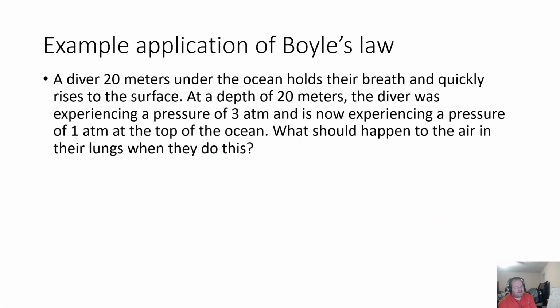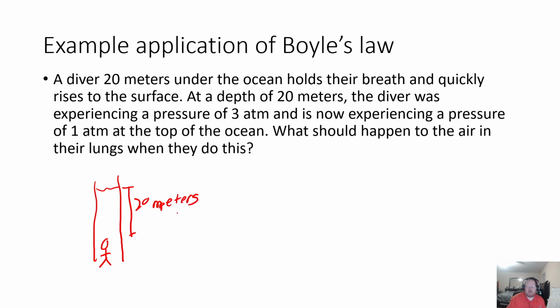So a diver goes 20 meters under the ocean and holds their breath, and they quickly rise to the surface. And so we've got our little diver here. Stick figure is about as good as you're going to get from me. They're under the water, and they're 20 meters. And so one thing about diving is that the pressure you feel on top of you is much, much greater as you go down compared to the atmosphere, right?